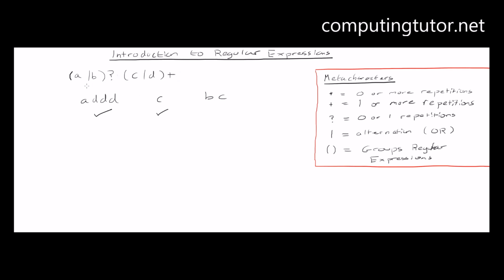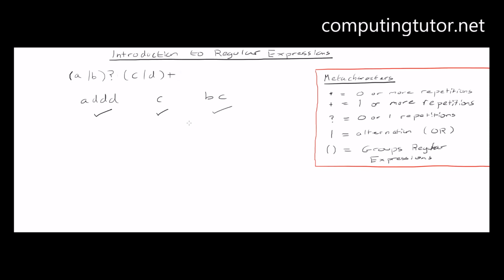And that's because we've got one repetition of b, so it satisfies this part of the regular expression here, and we've got one repetition of c, so it satisfies this part of the regular expression here. So that is also acceptable.